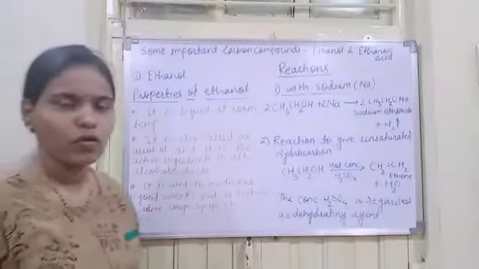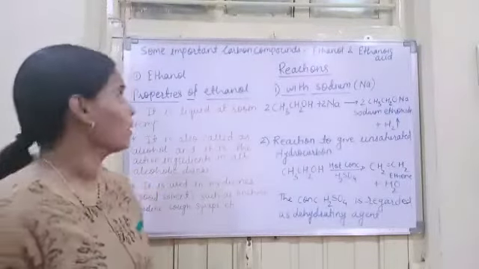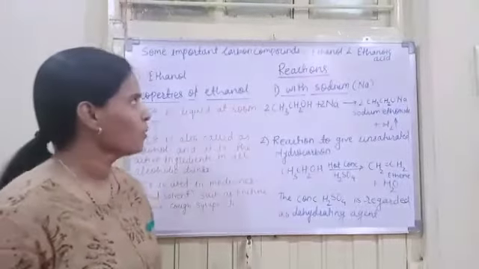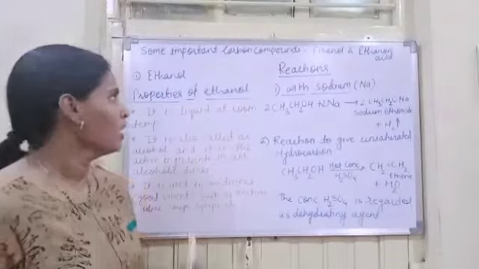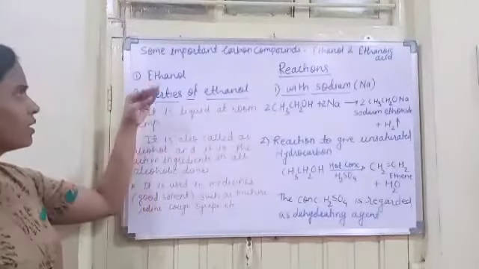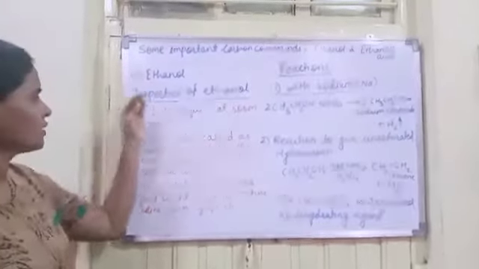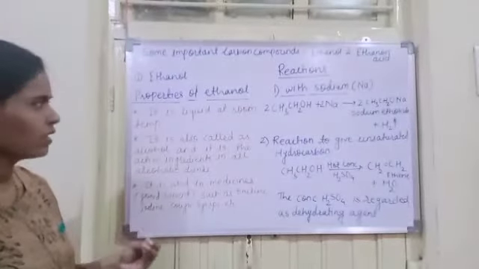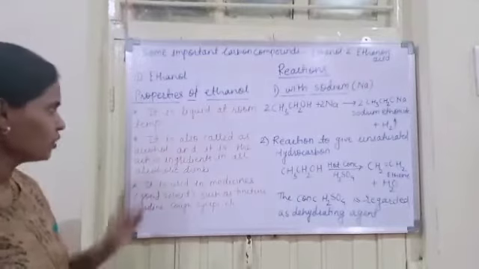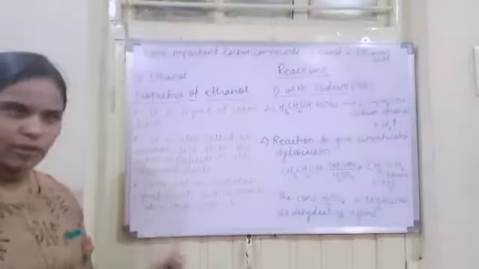The next topic from the fourth chapter, carbon and its compounds, is some important carbon compounds, that is ethanol and ethanoic acid. Let us study about ethanol first. Let us see the properties of ethanol. It is a colorless liquid at room temperature, so it is in liquid state at room temperature.